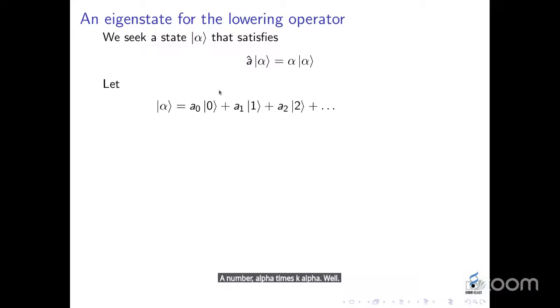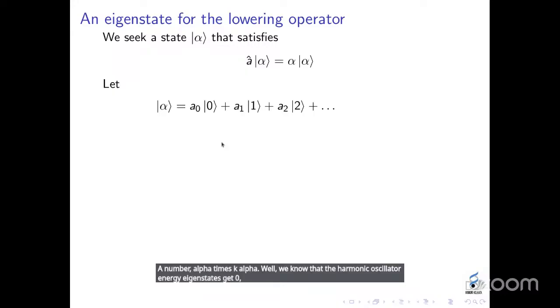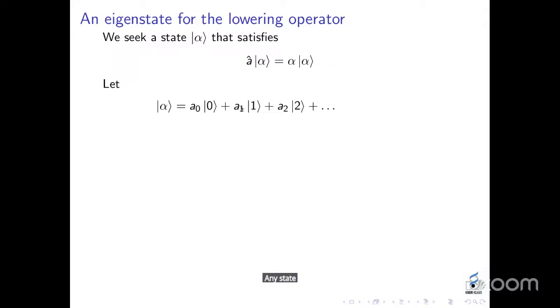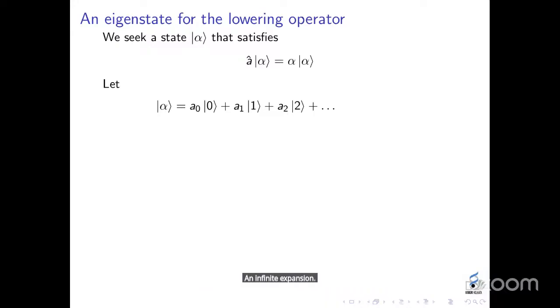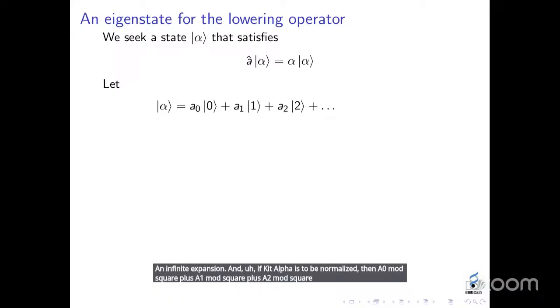Well, we know that the harmonic oscillator energy eigenstates, ket 0, ket 1, ket 2, etc., the number eigenstates that we have been just talking about, form a complete set. That means you can expand any state with some coefficients A0, A1, A2 in terms of ket 0, ket 1, ket 2, etc. This is, of course, in general, an infinite expansion. And if ket alpha is to be normalized, then the mod square of A0 plus the mod square of A1 plus the mod square of A2, etc., this sum has to be 1. We will worry about normalization later.